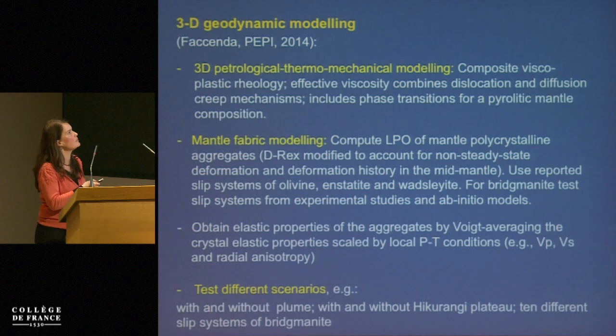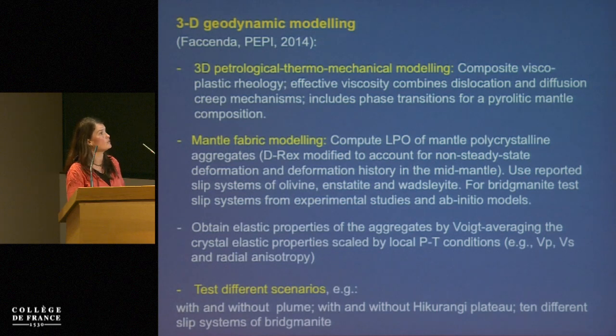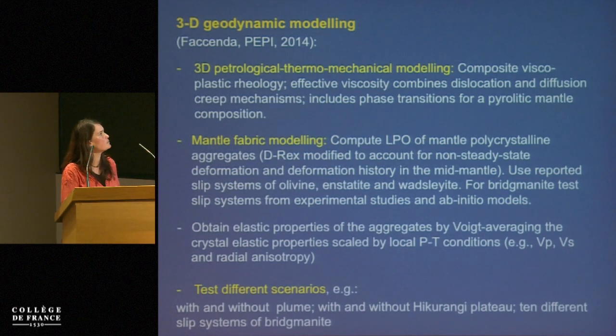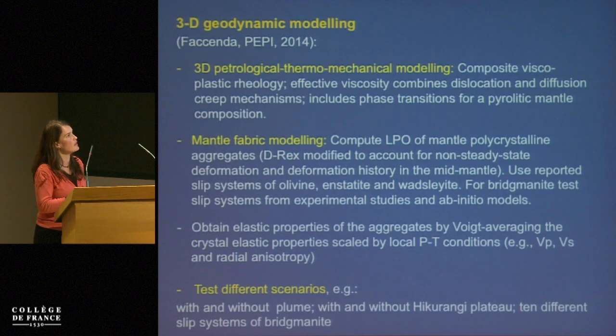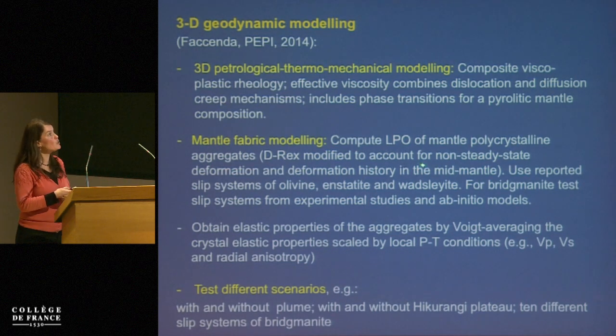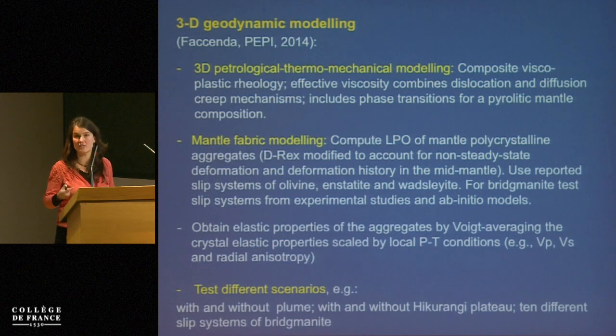A dynamical element, whereby he considers a viscoplastic rheology that takes into account both dislocation and diffusion creep mechanisms, where dislocation creep is 5 times stronger than diffusion creep. He includes phase transitions for a pyrolytic mantle composition. And then, on top of the dynamics, he computes the fabric using a modified version of G-Rex with some big assumptions behind. And he uses for the slip systems of the major anisotropic minerals the slip systems that are reported mostly from laboratory experiments.